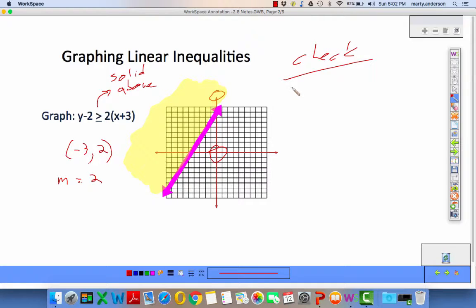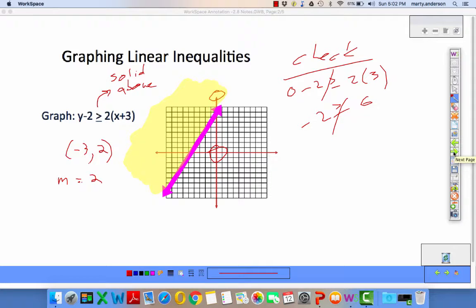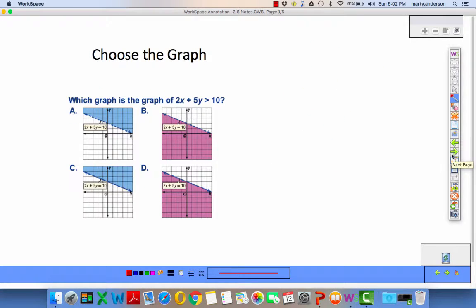maybe 1, 0 minus 2 greater than or equal to 2 times 0 plus 3. Is negative 2 greater than or equal to 6? Heck no. 0, 0 doesn't work, so we're not surprised because it's not in the shaded region. These points will work up here because they are in the shaded region. Good times, good times.